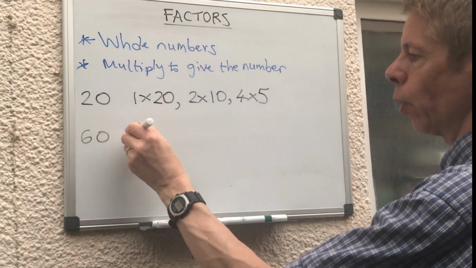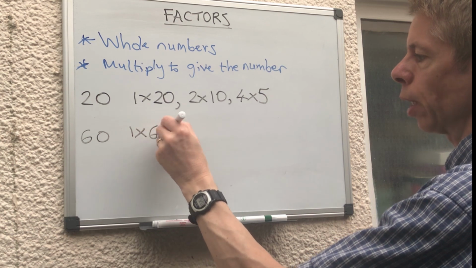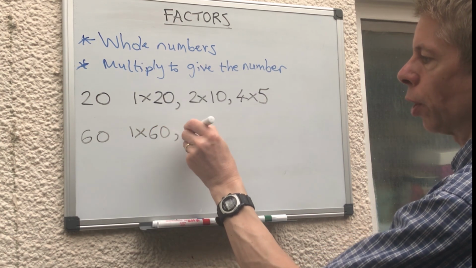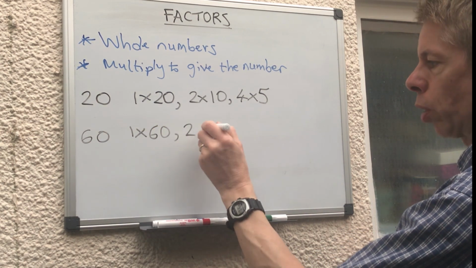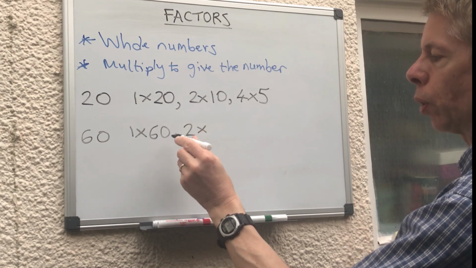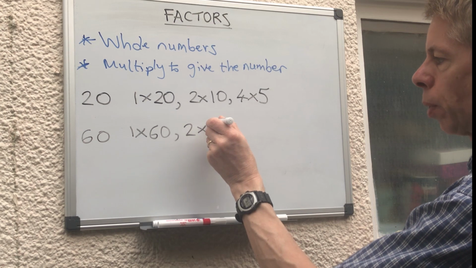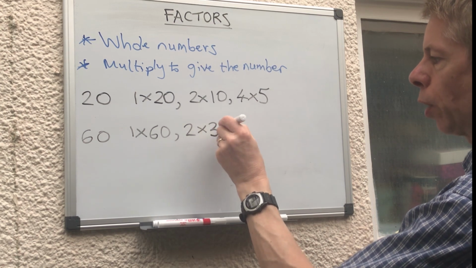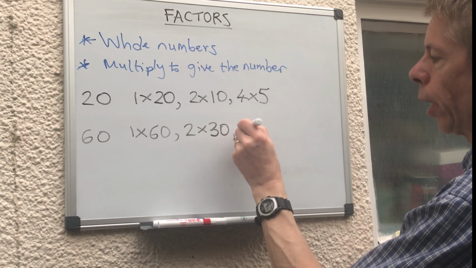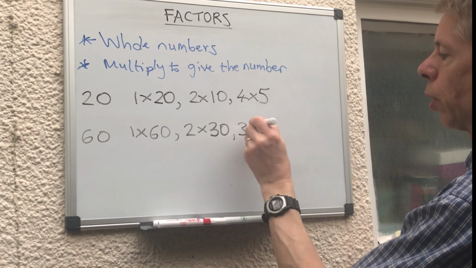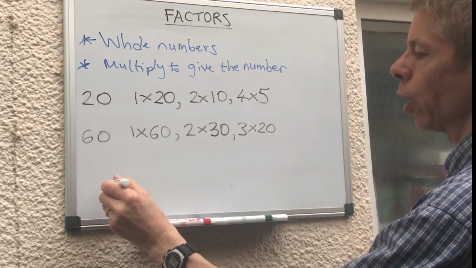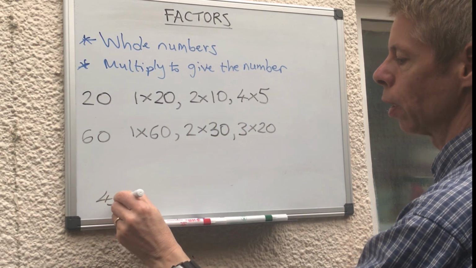Right, let me show you one because I really like it: the factors of 60. So again, let's start with 1 times 60. Then let's go to 2. So if you're not sure whether a number is a factor and how to work it out, just use bus stop. So we go 2 times 30. Right, 3 times 20. Now 4, is 4 a factor of 60?